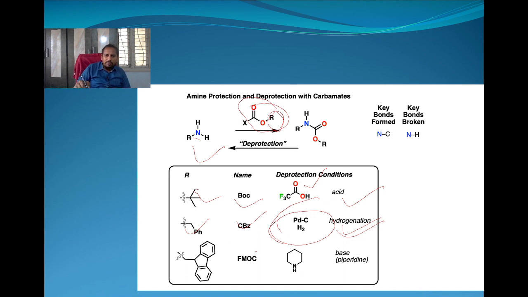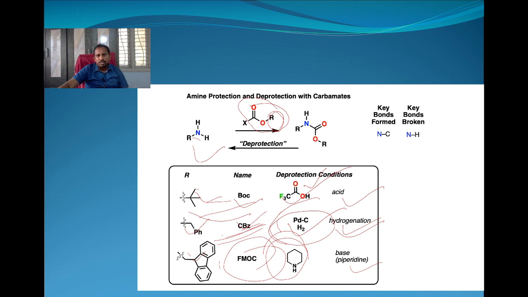Another one, FMOC, is another protecting group also used for NH2 protection. Okay, so piperidine is the base which is used for this deprotection. So generally BOC and CBZ protection is used in the case of amines. Okay, so here BOC can be deprotected by TFA, trifluoroacetic acid. CBZ can be deprotected by palladium on carbon hydrogenation reaction.